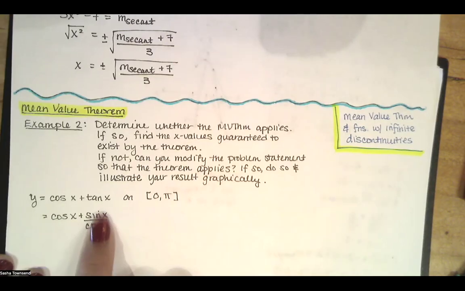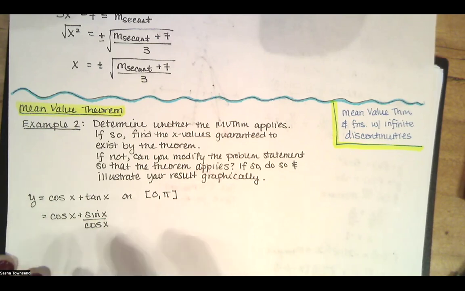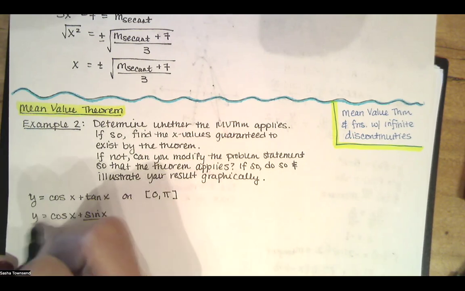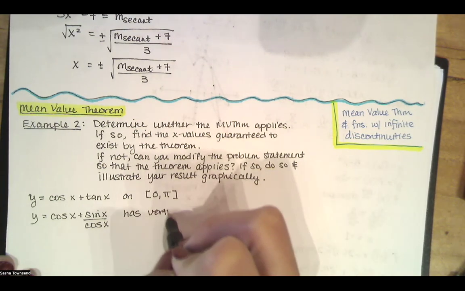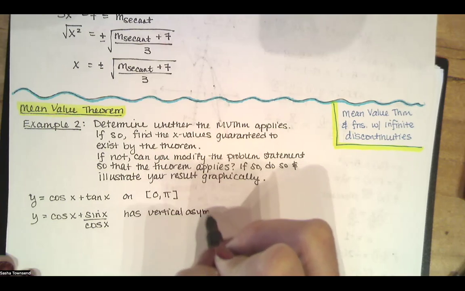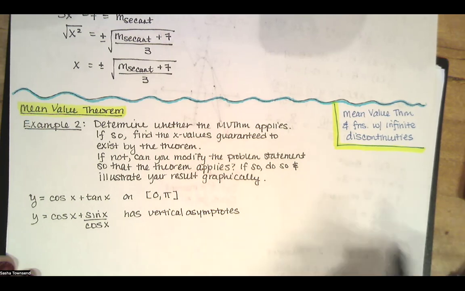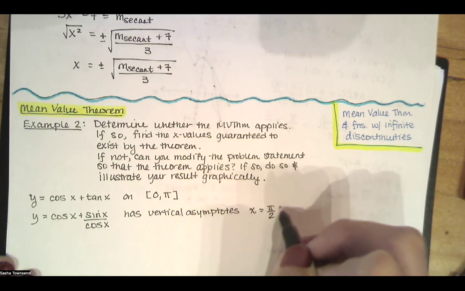Now, since tangent of x is actually sine of x divided by cosine of x, y is going to have an infinite discontinuity anytime that cosine of x is 0 and the sine of x is non-zero. Since sine of x and cosine of x are never 0 at the same time, this expression will always be undefined whenever cosine of x equals 0. This function has infinite discontinuities, or we can say it has vertical asymptotes, every time the cosine function is 0. And the cosine function is equal to 0 at all of the odd multiples of pi over 2. So x will equal pi over 2 times an odd number.